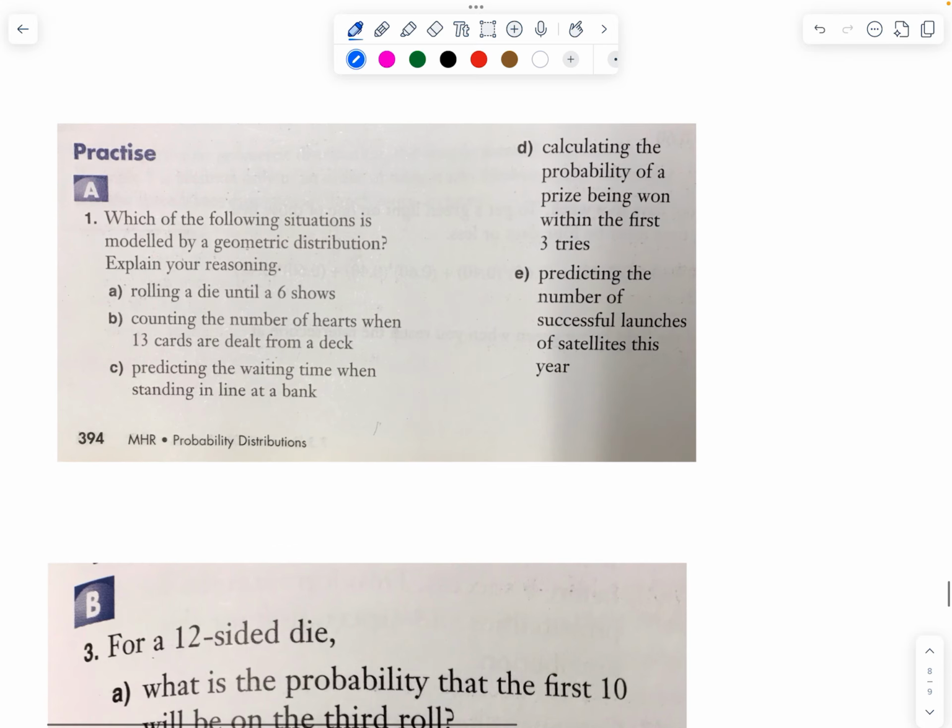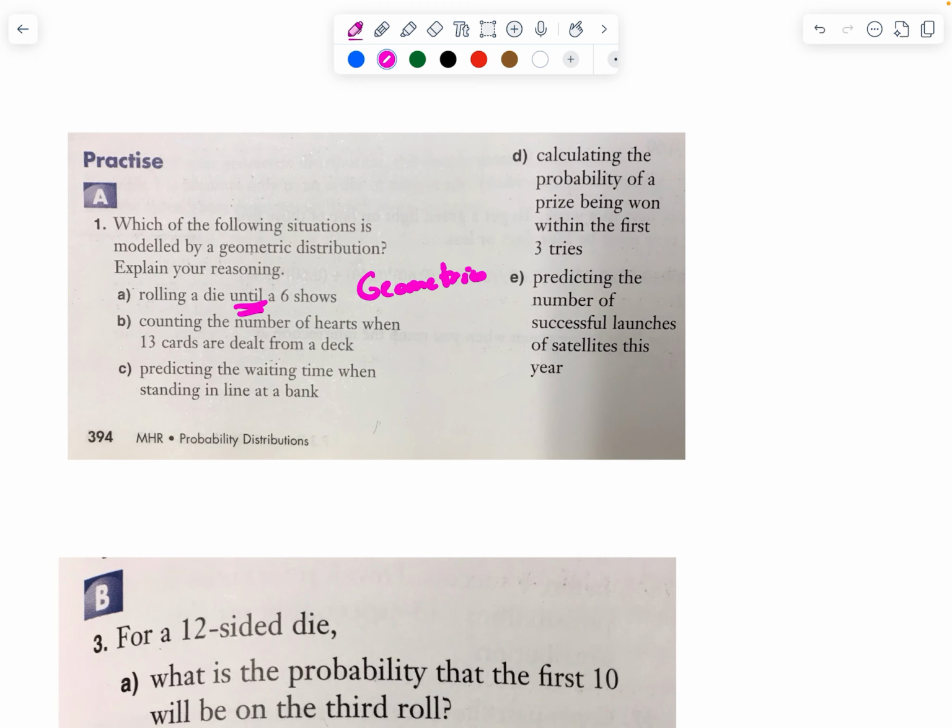Okay, 3 questions from the textbook. We're going to look for that waiting time word. Which of the following situations is modeled by a geometric distribution, and explain your choice. A, rolling a die until a 6 appears. Well, notice they're waiting until. So this is geometric because they're going to quit as soon as they get what they want. B, counting the number of hearts when 13 cards are dealt from a deck. You could have multiple hearts: 1 of them, 2 of them, 3 of them, more of them. So this is binomial. We're kind of seeing success as getting a heart, I guess.